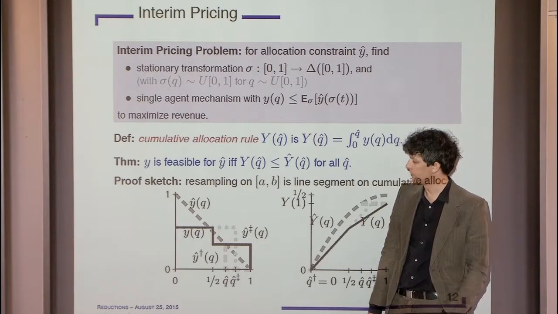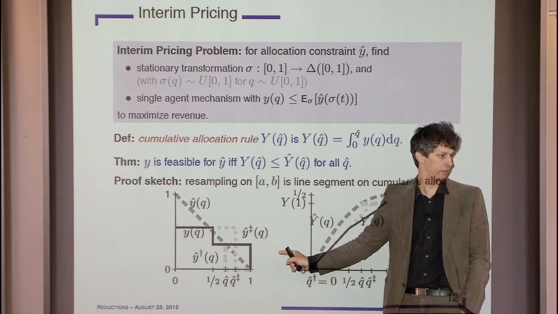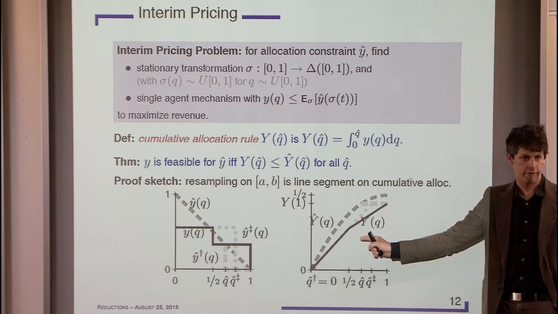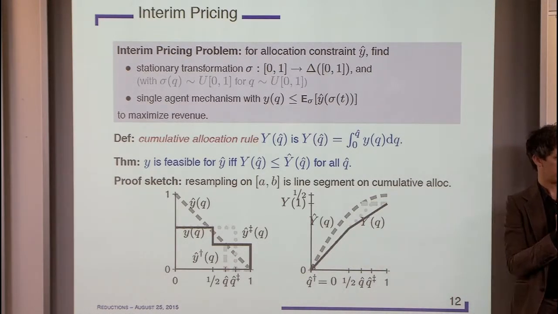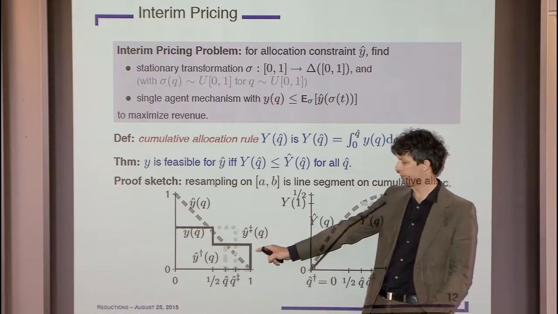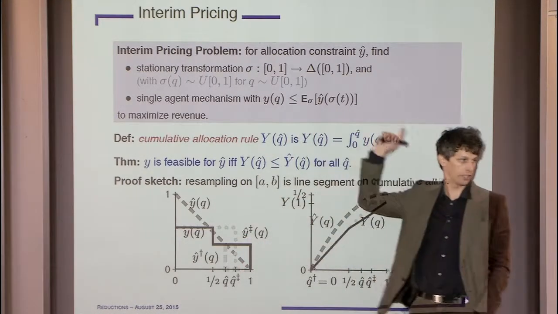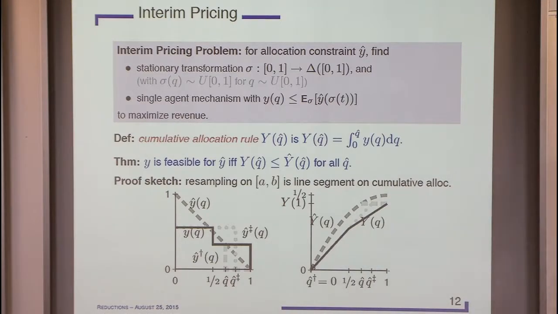And let's suppose the allocation rule y I want to implement is this stair function, the black stair function. And this violates Richard's property that it's always pointwise less than it. Okay? But we can actually implement this stair function from this allocation constraint y using such a sigma. Okay? How are we going to do it?